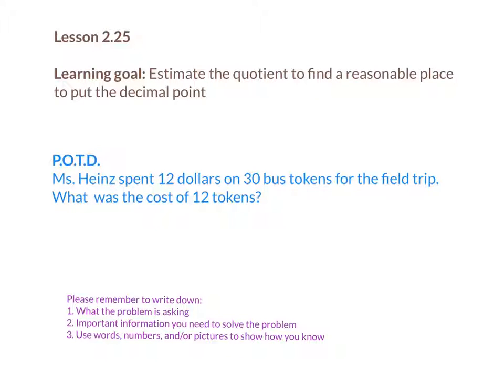Okay, today we're doing Module 2, Lesson 25, and today is all about estimating again. It's going to feel very similar to what we did before, except today we're having some decimals. And anytime we divide with decimals, it means we're thinking about place value. It means we're going to rename the number into a different unit.